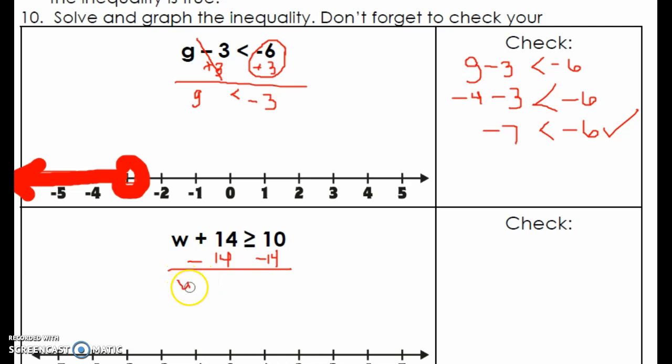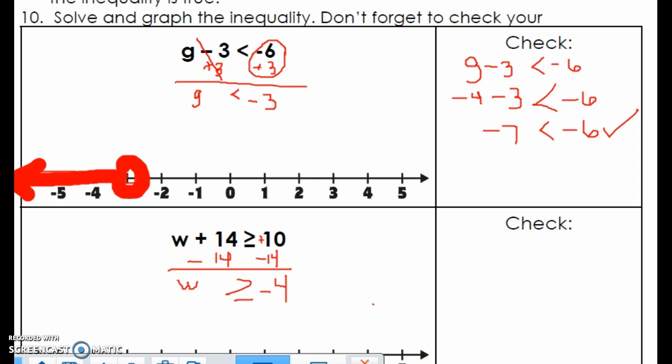I'm left with w is greater than, or in this case, equal to. And I have 10 minus 14. Now don't forget, if there's no sign in front of the 10, it means it's a positive. Are the signs the same or different? The signs are different. Find the difference. The difference between 10 and 14 is 4. I have more negatives in this case. So w is greater than or equal to negative 4. Now, I'm not sure if you can see here. I'm going to make this a little bit thicker here.